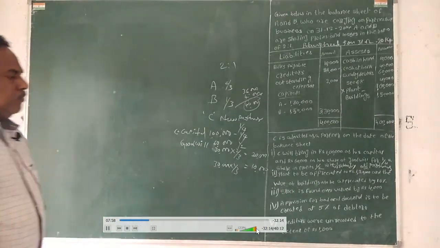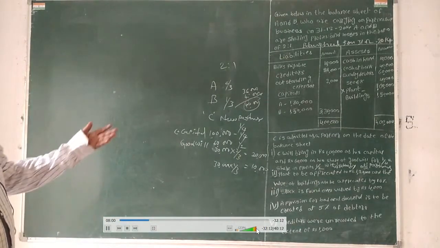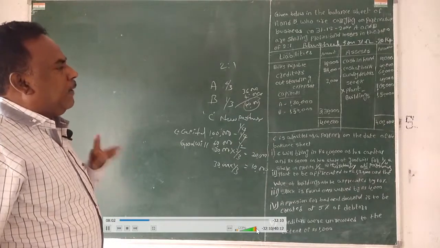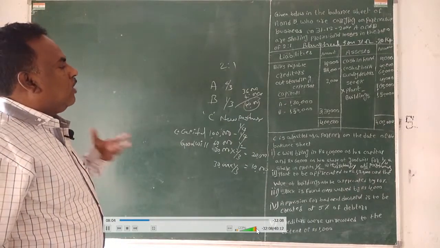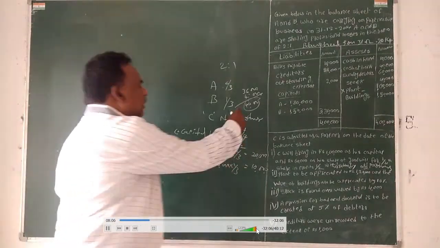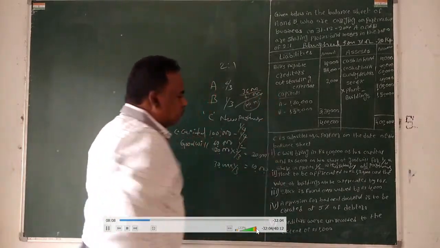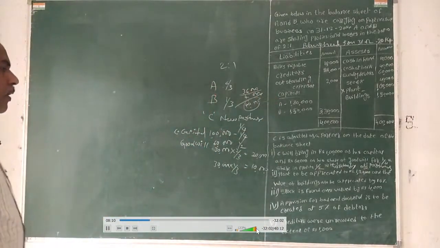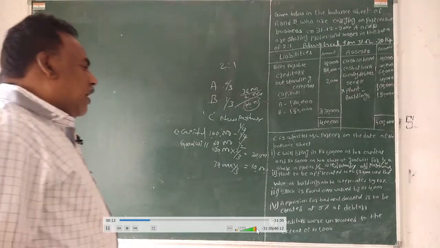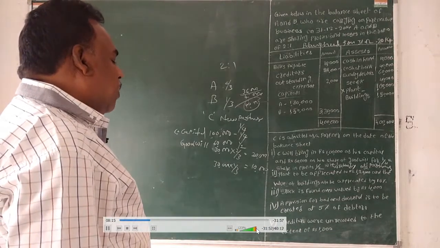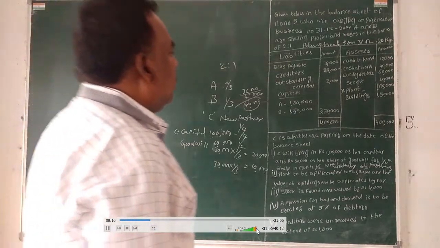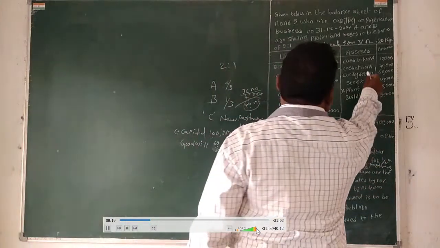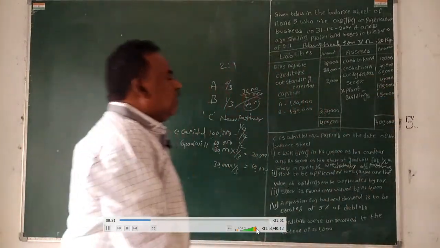Then creditors were unrecorded to the extent of 1,000. Now we will record the unrecorded creditors. So the creditors value has been raised from 58,000 to 59,000, a rise of 1,000. So it is a net loss to the business. These are the problems.